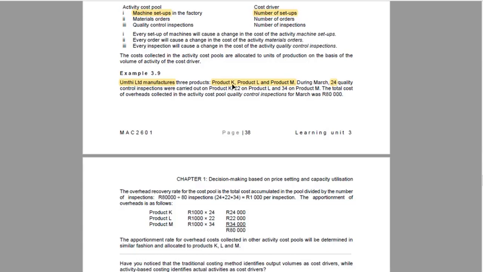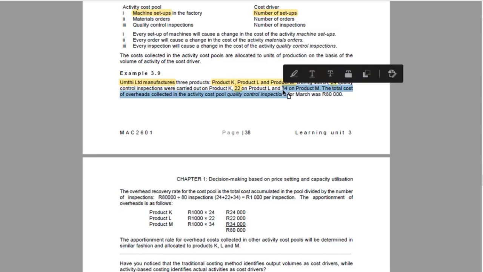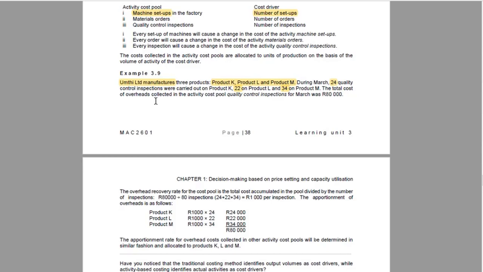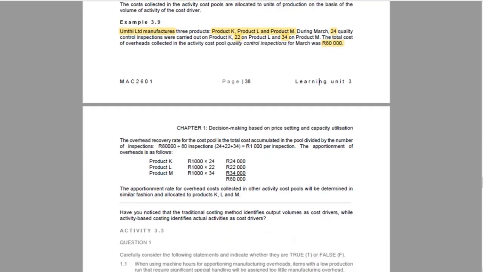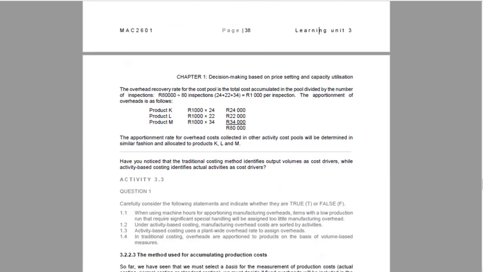24 quality inspections were carried out for product K, for product L it was 22, and for product M it was 34. The total overheads collected in the activity cost pool for quality control inspections was 80,000. So you always have the total cost, right? Because they don't look specifically at the product. Inspections, at the end of the day, your invoice is 80,000. So now the question is, how do I apportion this overhead?